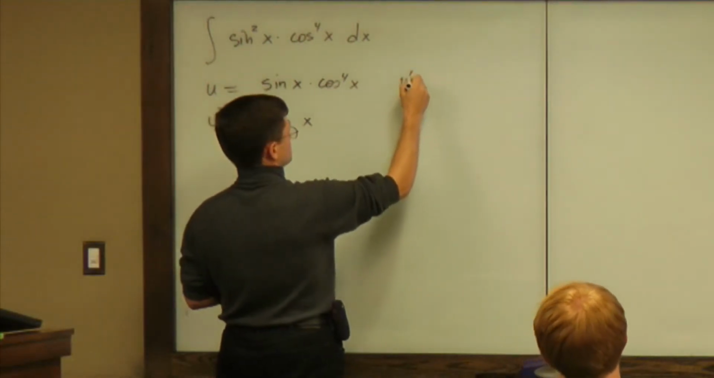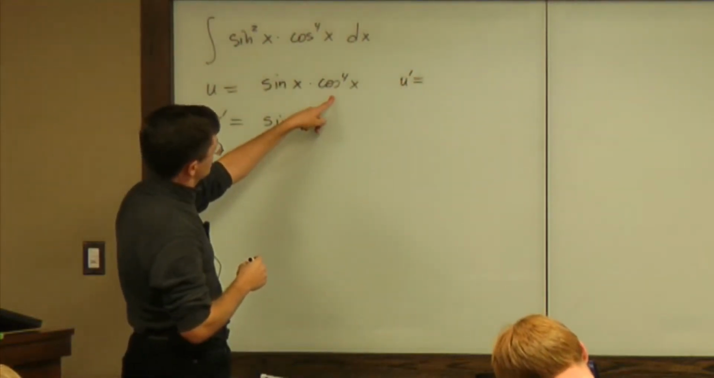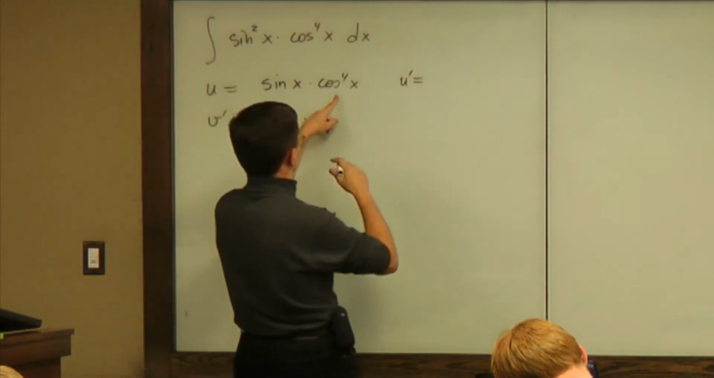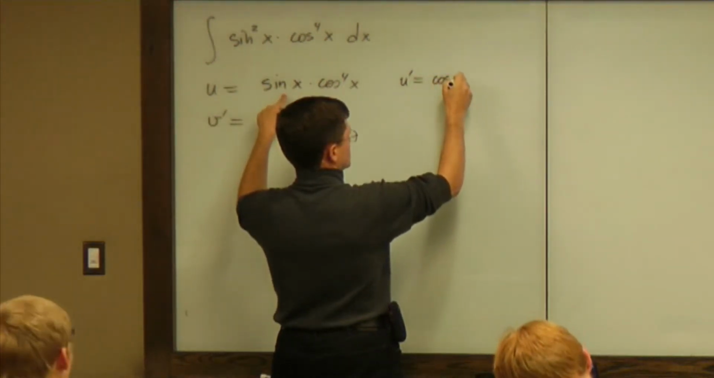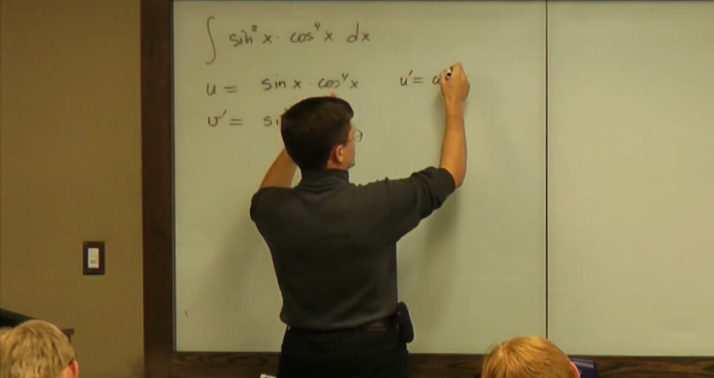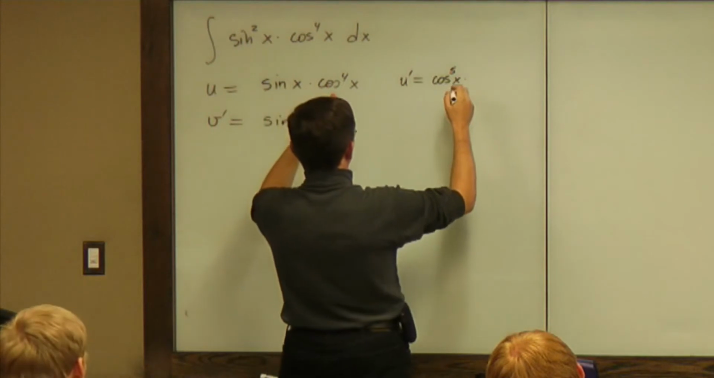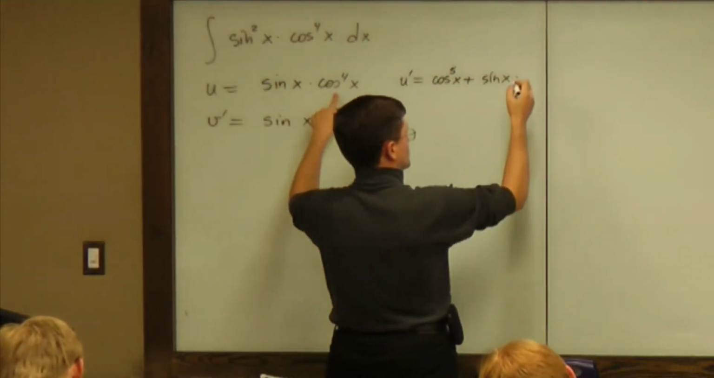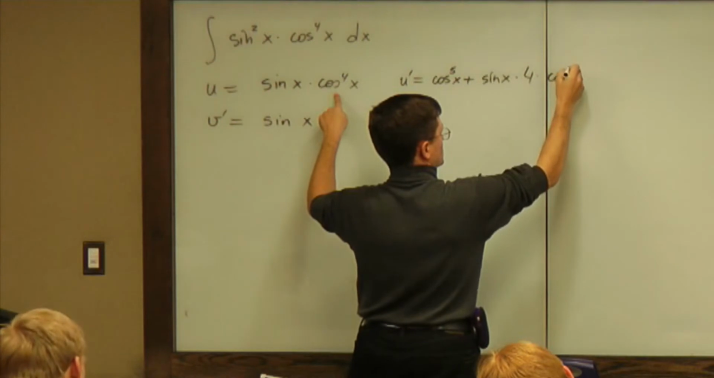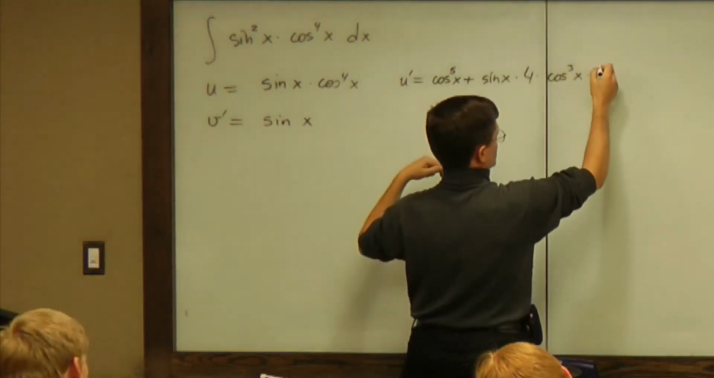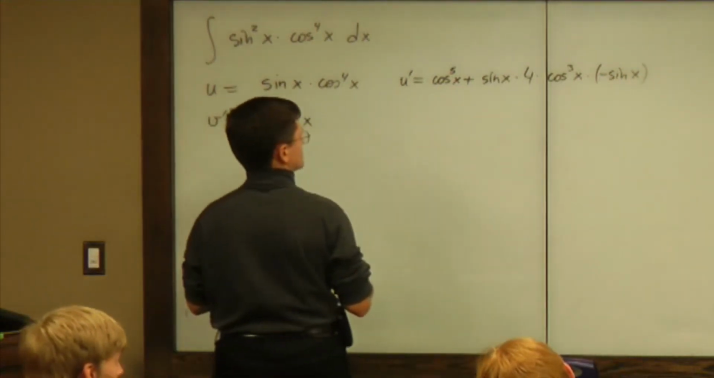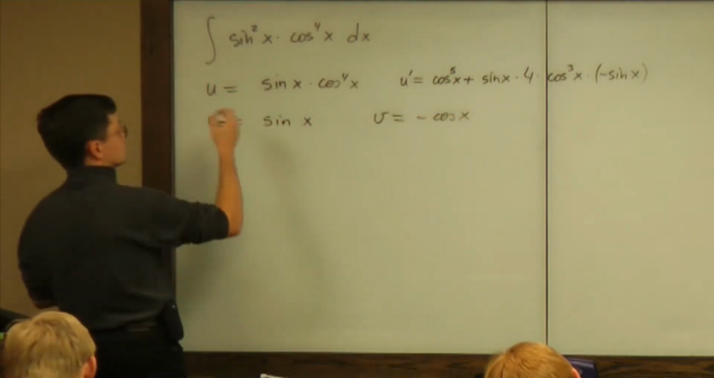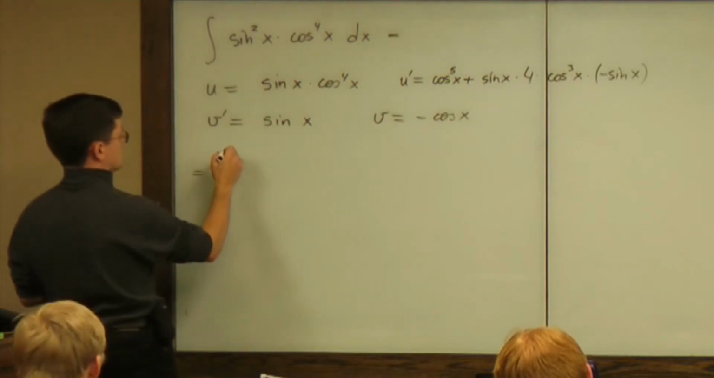Okay, well then, the derivative of this is going to be a long thing, right? So it's a product, so we apply the product rule. Derivative of sine is cosine multiplied by cosine to the 4th, which makes it to the power 5, and then plus sine of x times the derivative of cosine to the 4th, which is 4 times cosine cubed times the derivative of cosine, which is negative sine. And here, of course, v equals negative cosine. And let's see what we get after that.